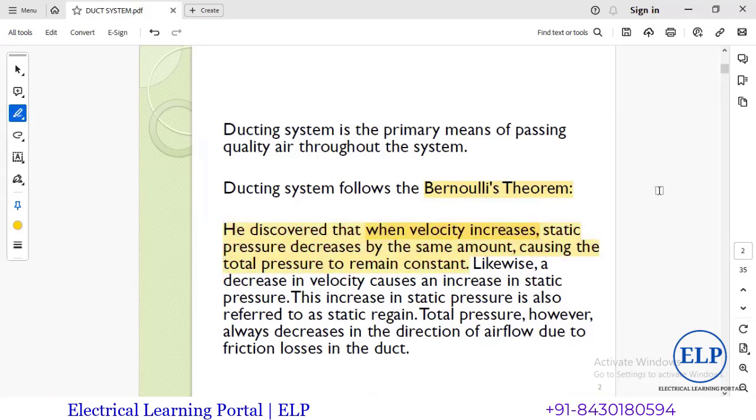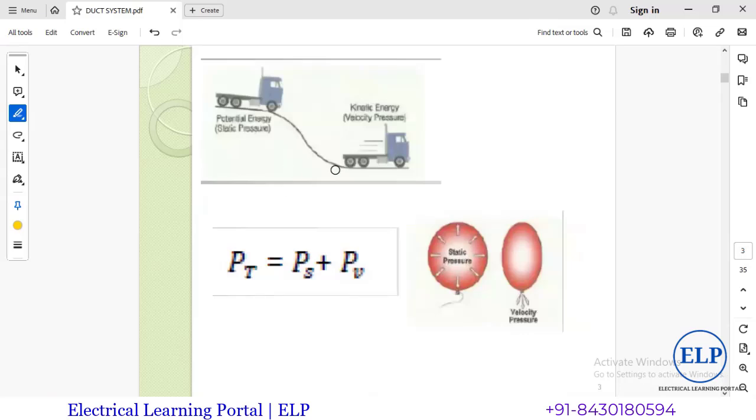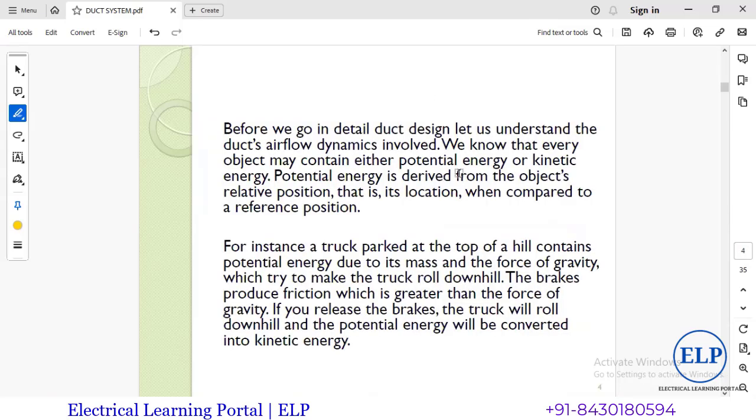In simple terms, when velocity increases, static pressure decreases. When velocity decreases, static pressure increases. So this is the basic definition of Bernoulli's theorem. Our ducting system also follows this Bernoulli's theorem. So this is the very basic thing of the ducting.